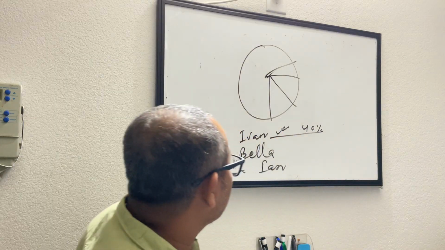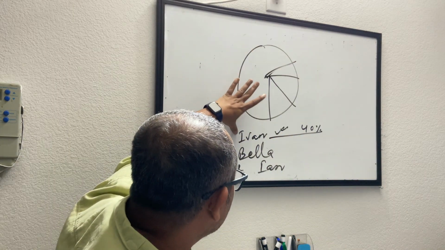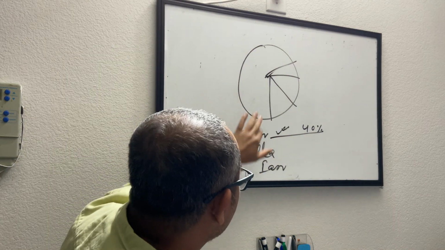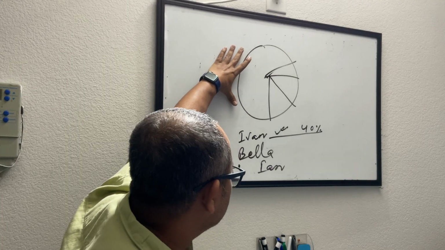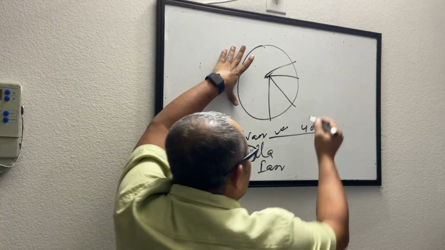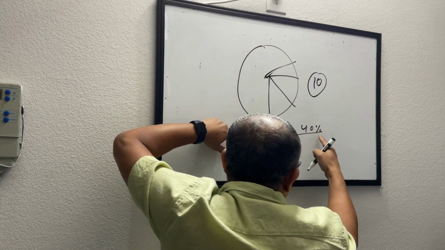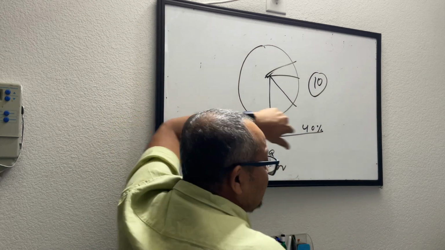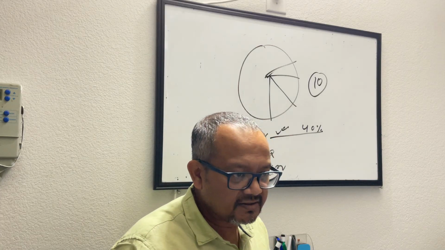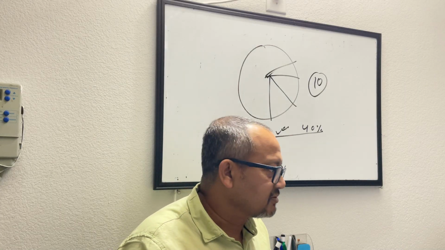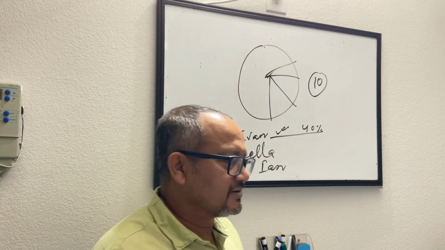So I'm just repeating the question. Ivan, Bella and Ian, they agreed to share a pizza. And the pizza had 10 slices. Ivan ate 40% of the pizza. How many slices did he eat? Everybody heard the question? Do it.